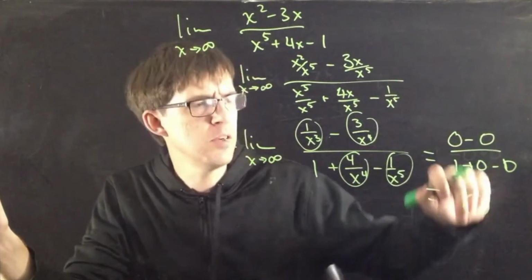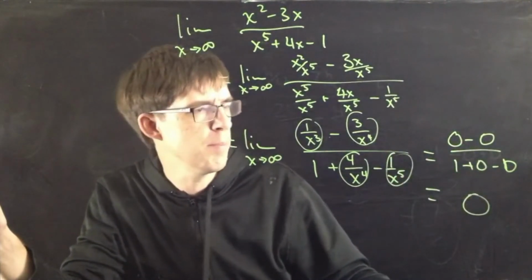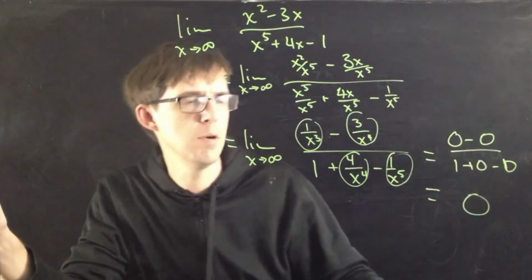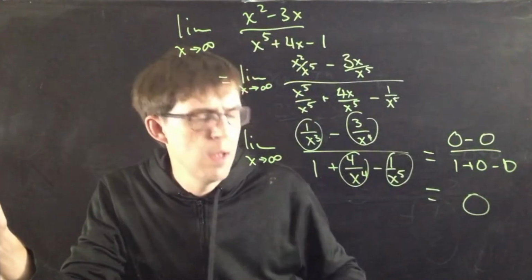Hope you don't mind: 0 in the top is fine. 0 in the bottom is a big problem. 0 in the denominator is a problem, but 0 in the numerator, no problem. You just get 0 as the answer. All right, so this limit ended up being 0.